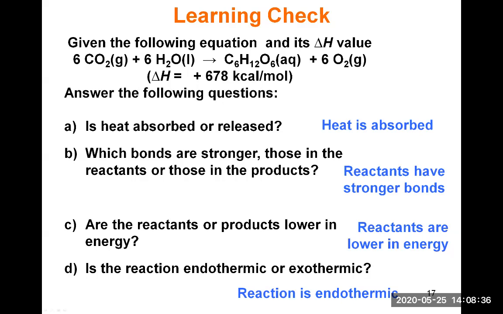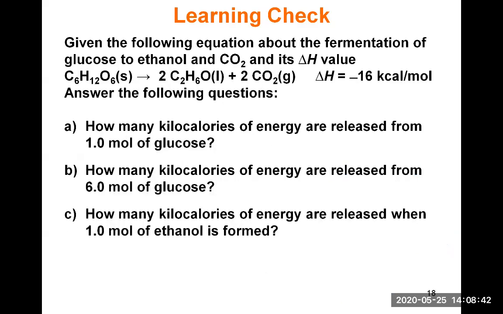So UV light will provide the energy needed for this reaction to occur. So let's look at yet another type of reaction here. Given the following equation about the fermentation of glucose to ethanol and CO2 and the delta H value.